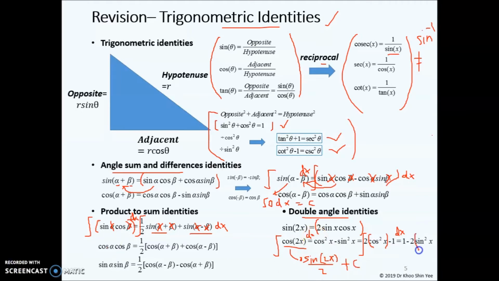Same thing, the sine square x can be converted to this form as well. You have to rearrange the term. For example, sine square x will be equal to 1 minus cos 2x divided by 2.